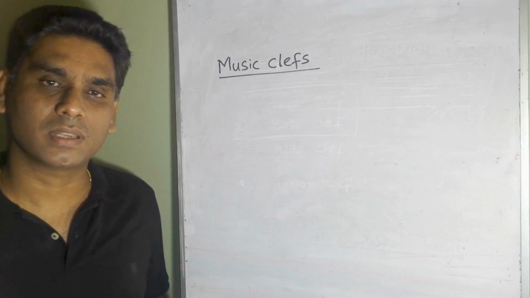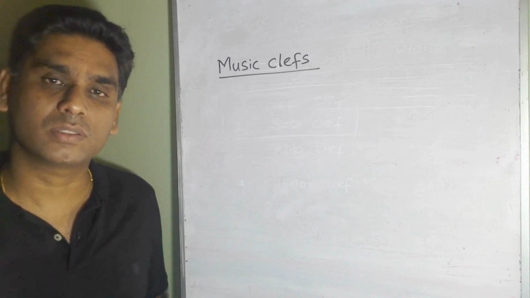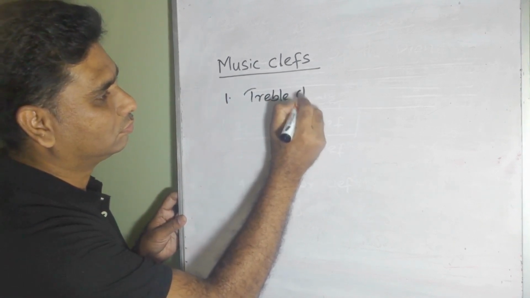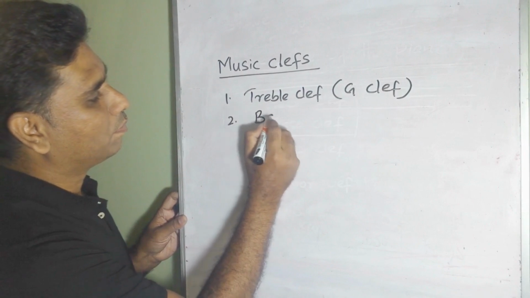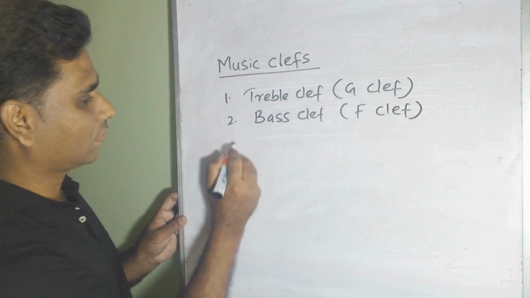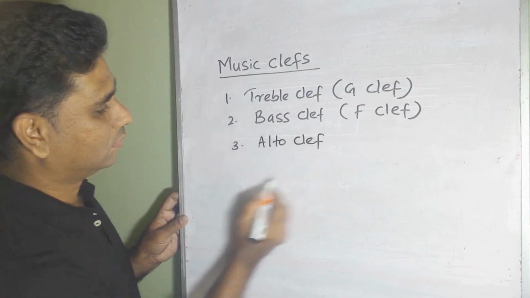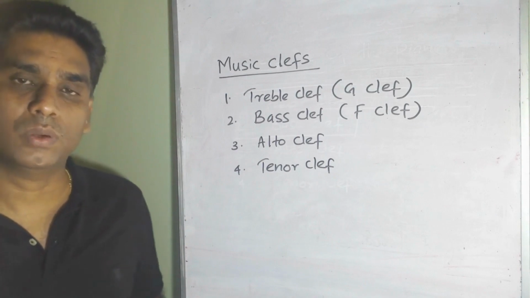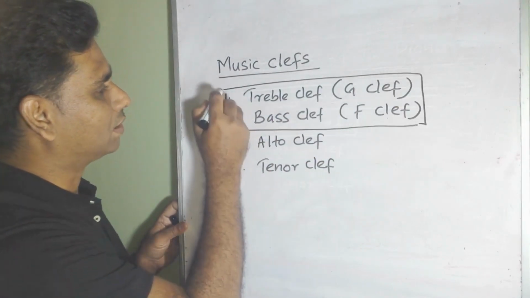Let's learn about the music clefs. What are the music clefs and why do we need the music clefs? Basically, there are 4 kinds of music clefs. Number 1 is treble clef. We can call G clef. Number 2, bass clef. We can call F clef as well. Number 3, alto clef. Number 4, tenor clef. In this video, I'm going to talk about these 2 clefs, treble clef and bass clef.